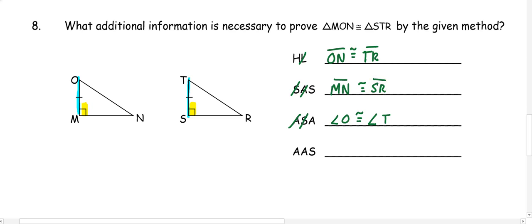And then the last method, angle side. So in this case, we have the side and the angle touching. We need the angle away from the side, so we would need to know that N is congruent to angle R.